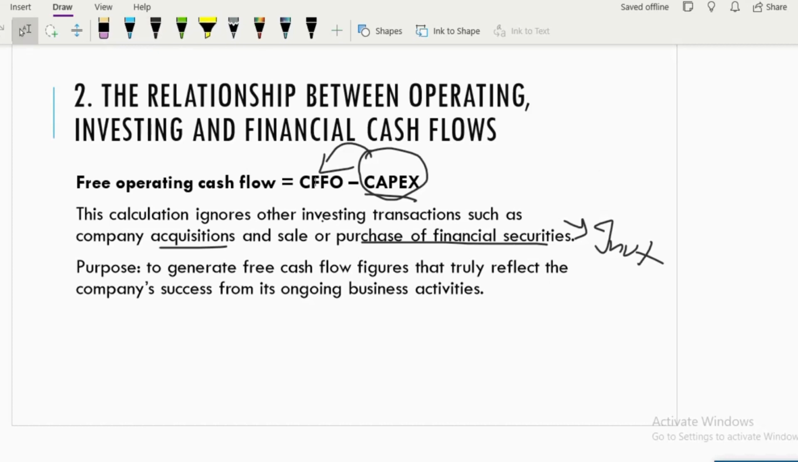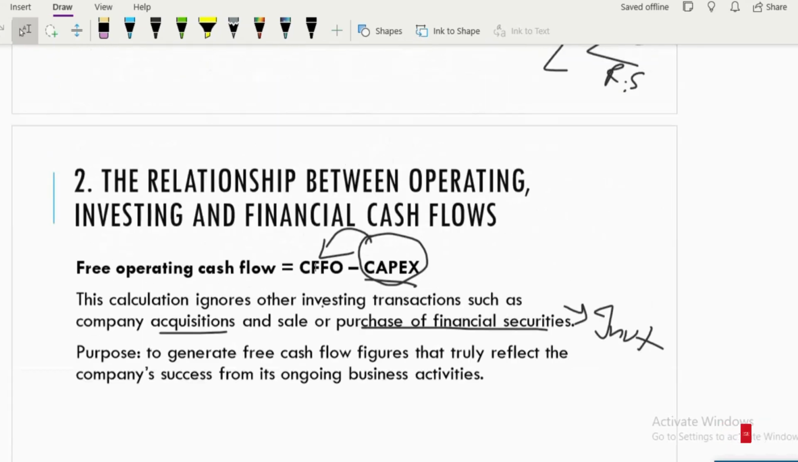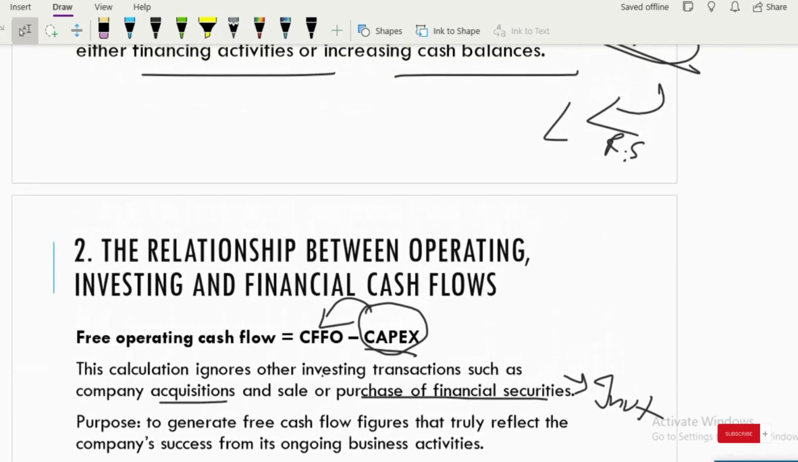So basically the cash flow statement is an extension of our income statement and balance sheet, and it shows the true cash position of the company, because without finance it's difficult for the company to run its business. And this is it for our discussion today.